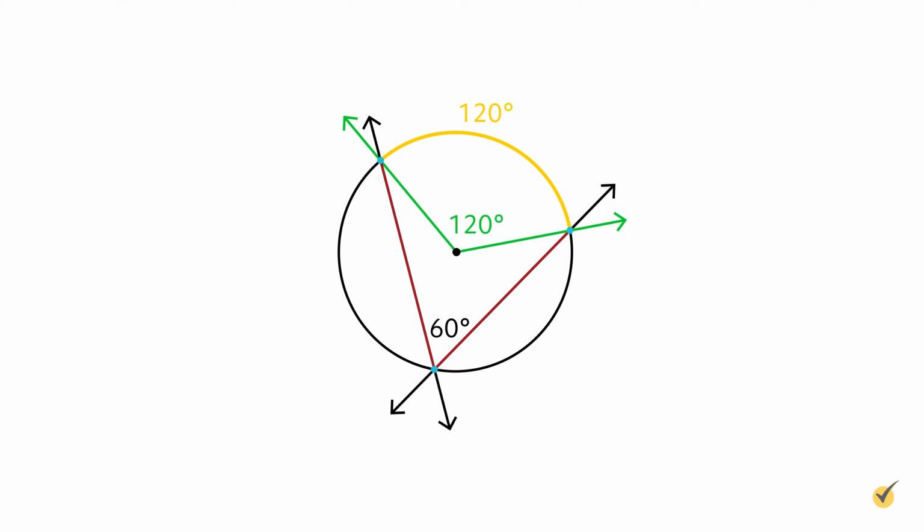The central angle is always twice as big as the inscribed angle when our inscribed angle has its vertex on the circle itself. This also means we can find the central angle or the intercepted arc easily if we know the measure of the inscribed angle. All we need to do is double the measure of the inscribed angle.